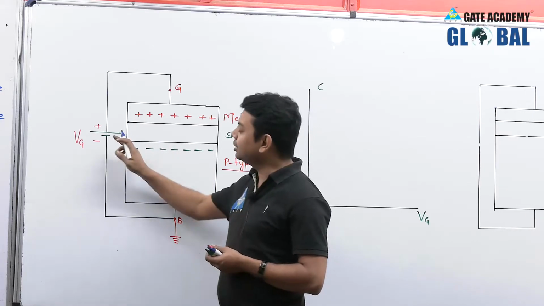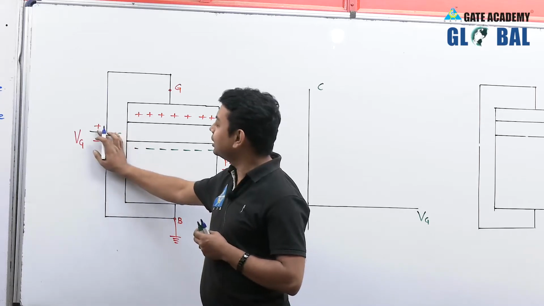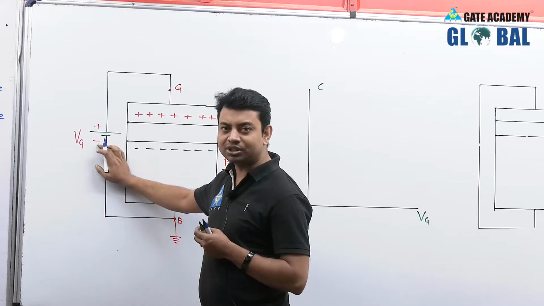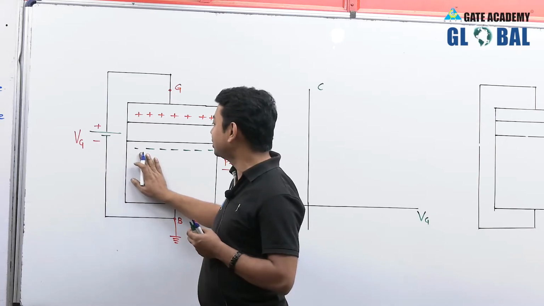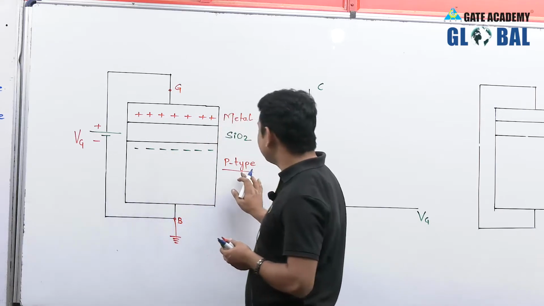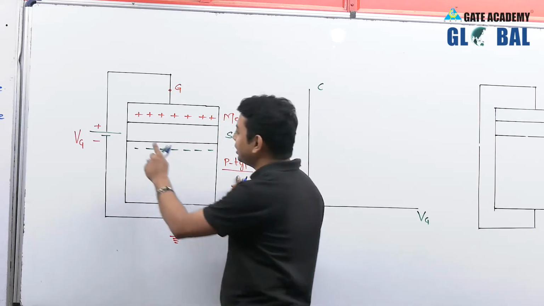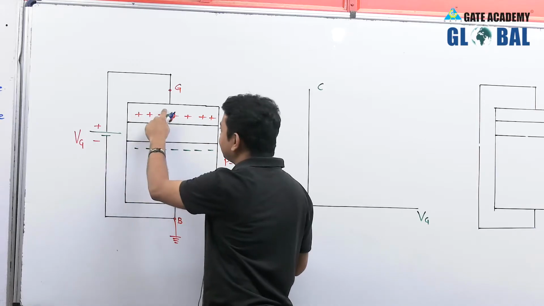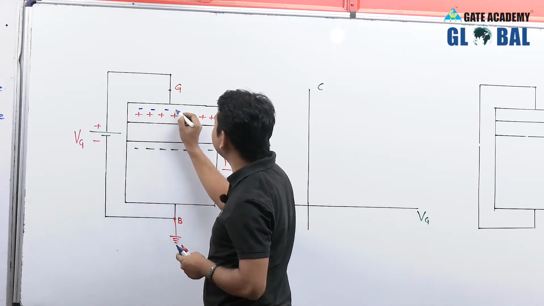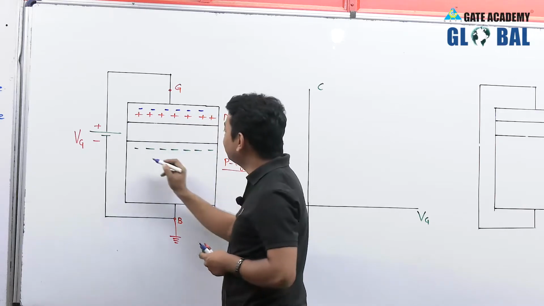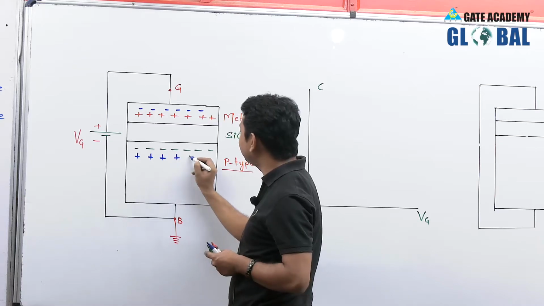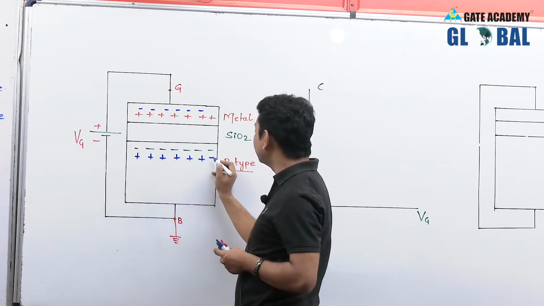So if you are applying, listen to me carefully, a negative voltage, what will happen? The equivalent number of positive charges will appear on this semiconductor side. So when we apply, in a substrate which is of p-type, a negative voltage at the gate terminal, understand me carefully, then we are having positive charge at the semiconductor side. This is the first thing that we are going to analyze.